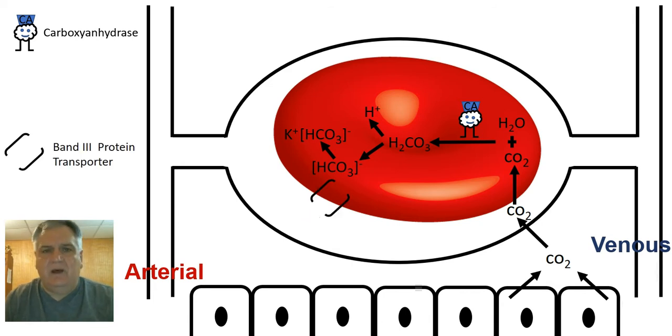To facilitate that movement, there is a transporter protein, and we'll show brackets here to represent that transporter protein. That transporter protein is called the band 3 protein. The band 3 protein, when the bicarbonate ions form, will transport those bicarbonate ions, once again, along their concentration gradient from where they're in high amount inside the red blood cell to where they're in lower concentration outside the red blood cell.